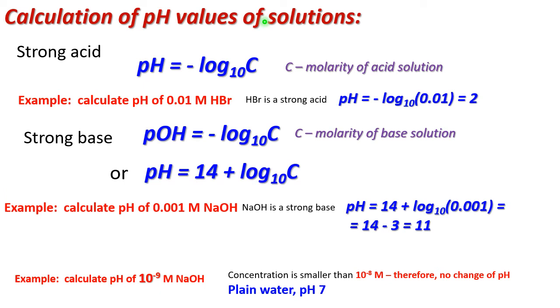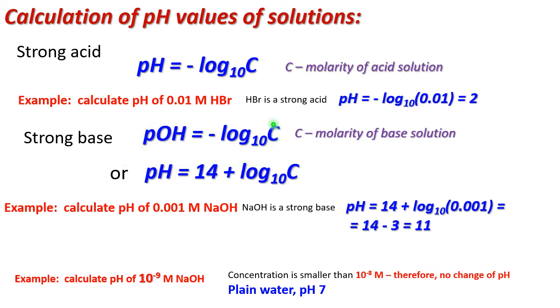pH will be equal to negative log of concentration, so negative log of 0.01. 0.01 is the same as 10 to the negative 2, so the decimal log will be minus 2 with a negative sign here. pH will be plus 2. So we are just plugging the number into a formula, putting minus before, and doing the calculations.